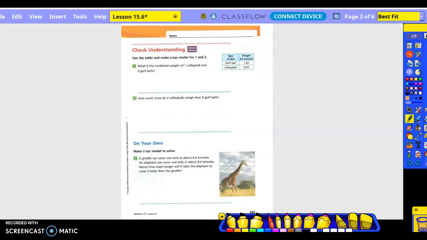What is the combined rate of 1 volleyball and 3 golf balls? So we have how many items, guys? 4. So we're going to break this into 4 pieces, right? Now the golf balls aren't quite as big as the volleyball, right? So we're going to use this one and then break these into 3 pieces. Okay, so the volleyball is what? 9 and 55 ounces. So OZ is the abbreviation for that, right? Okay, and then the golf balls are 1 and 62 ounces.